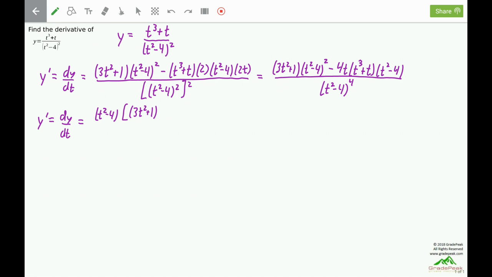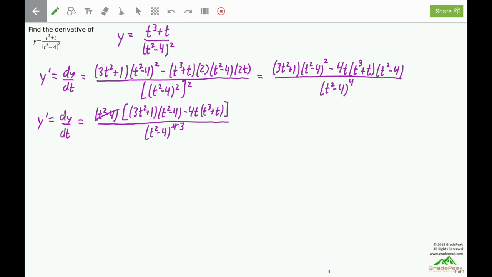So 3t squared plus 1 times (t squared minus 4) to the first power minus 4t times (t cubed plus t), all of this over (t squared minus 4) to the fourth power. At this point we can cancel, since we factored this out, with one of these down here, and that will leave us with 3 of them down there.